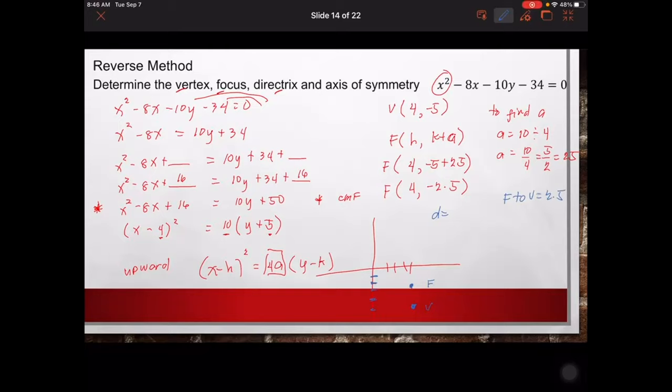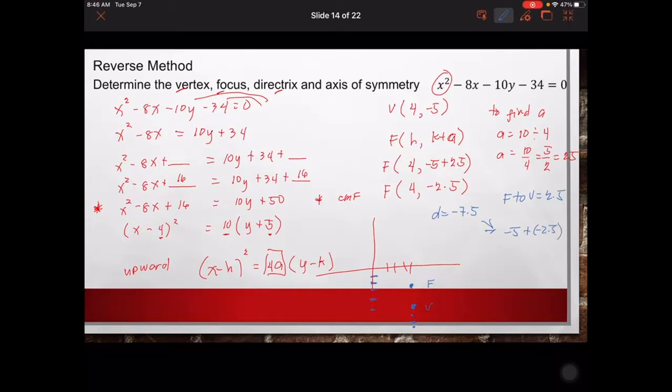Mag-a-add tayo ng 2.5 pababa. Since ang ating vertex ay nandito, 1, 2, 3, 4, 5. So mag-a-add tayo from negative 5 ng another negative 2.5. So therefore, magkakaroon tayo ng negative 7.5. Bakit siya naging negative 7.5? Kasi negative 5 plus negative 2.5 is equal to negative 7.5.